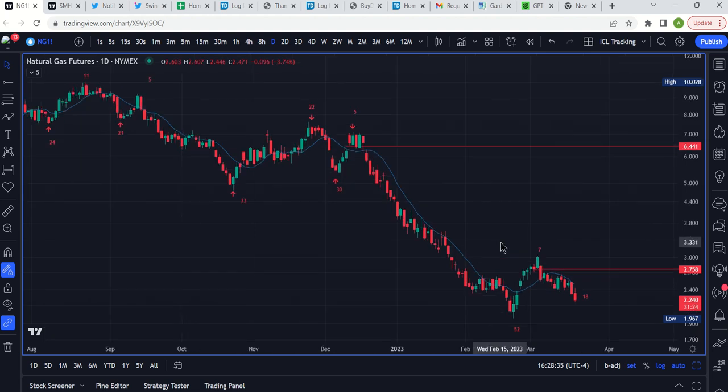Cycles tend to be in the 30-day range. Obviously, sometimes they're much longer, like this 50-ish day one. There's nothing magical about how long they need to be.